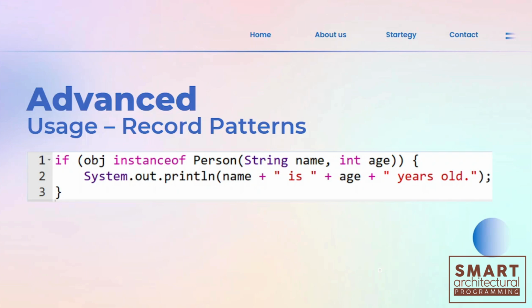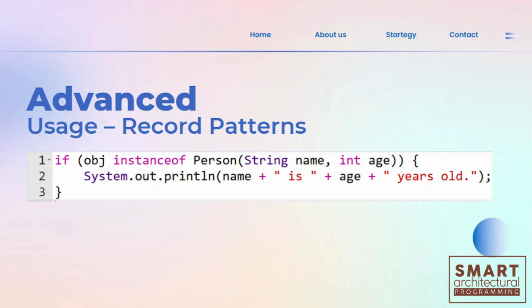As you can see in the code here from line 1 to 3, instead of casting the object to a person and calling the name function and the age function, we deconstruct the record right in the if statement and handle all of that activity within the if statement itself, which is clean, expressive, succinct, and to the point.